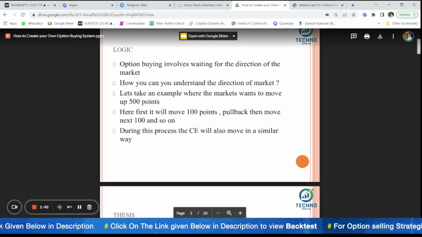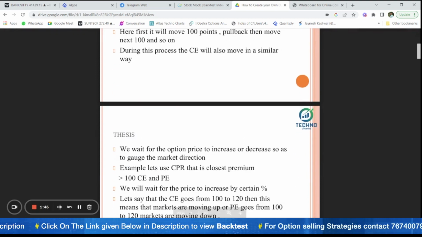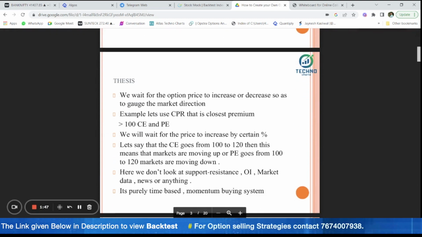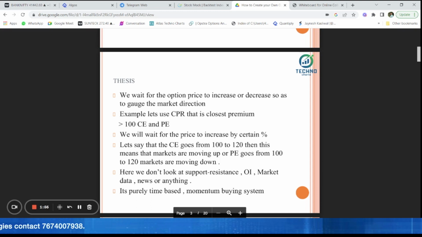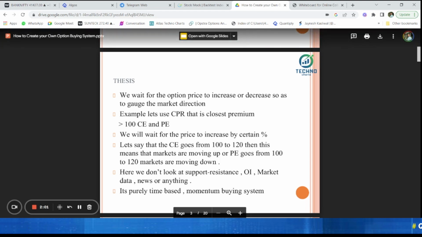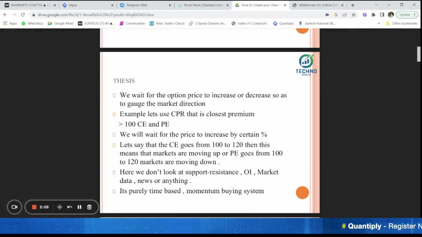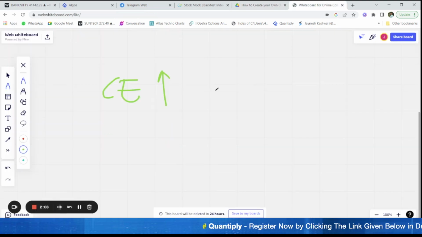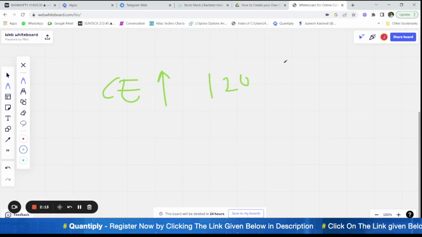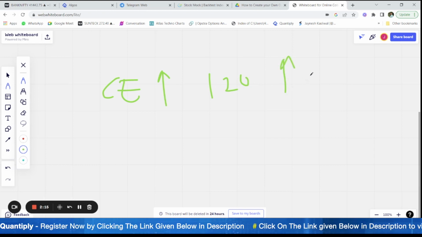During this process, the chart will also move in a similar manner. Now we wait for the option price to increase or decrease so as to gauge the direction of the market. In an option buying system, we are waiting for the option price to increase. Let's take an example where we are using the closest premium greater than 100 for the call option and greater than 100 for the put option. So let's assume the call option that was trading at 110 or 120 rupees increases by 20%.